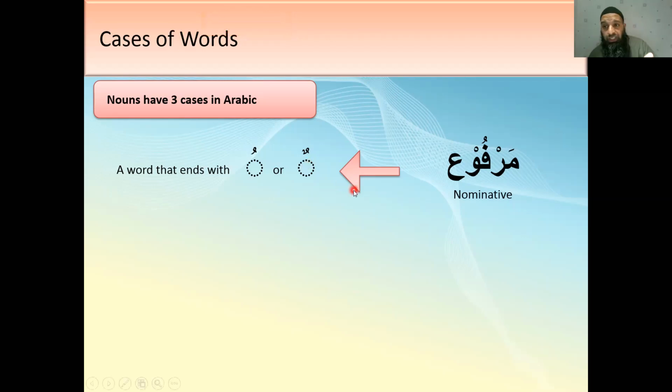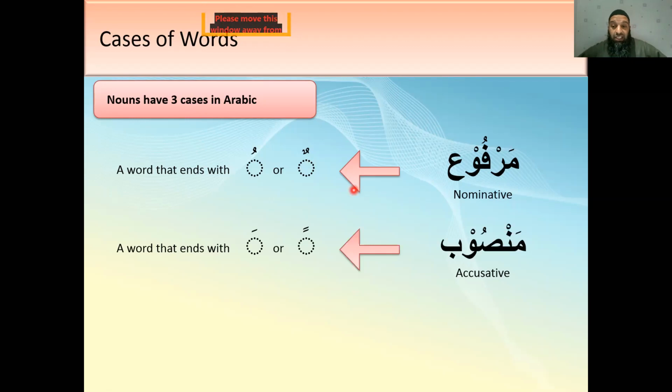So kitabun is marfu. Al-kitabu is marfu as well. Everybody happy? We'll do some examples. This class is filled with examples today, inshallah, to get us comfortable with this, because we need this terminology to progress in the next lessons later on.